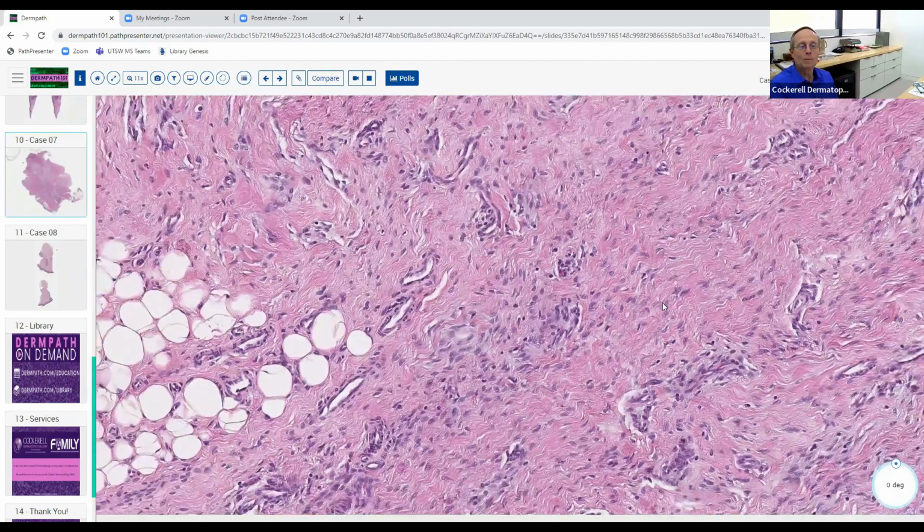There's the three. So just reflex arc. When you think spindle cell, we think smooth muscle, we think nerve, we think fibroblast, fibrohistiocytic. Okay, which one of those three do you think this is?